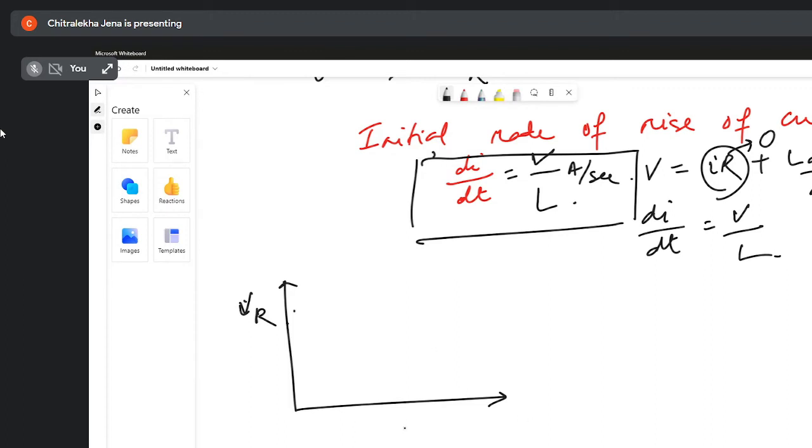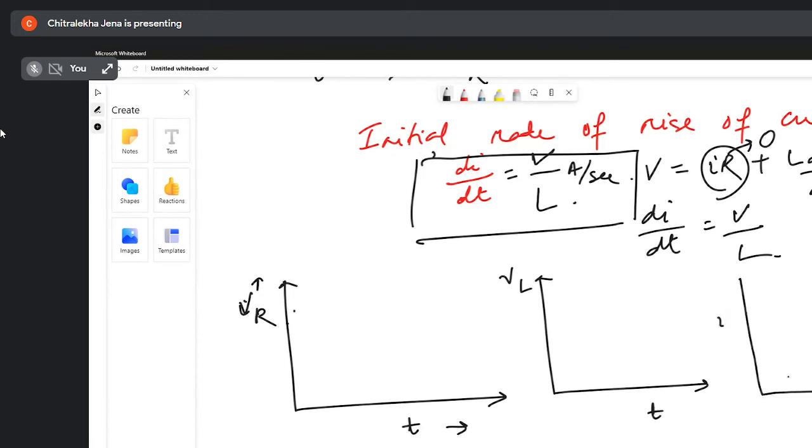VR and I with current, with time. Then I will draw VL with time. Then I will draw current versus time. How will be the graph? Just analyze. Voltage across the resistor 0. Okay. What is the voltage across the? Listen first. Listen first. Then you will draw. I will give you time. Don't worry. Listen. First your concept will be clear.